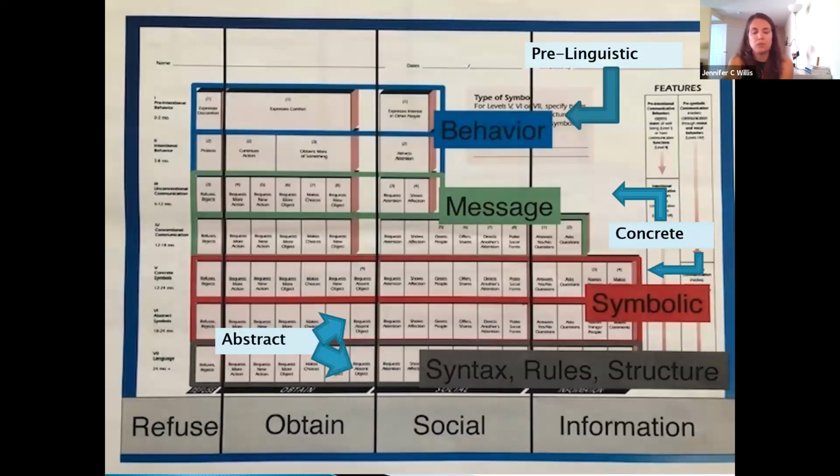That's just a picture of what the communication matrix looks like. It's the grid that you get after you answer the questions, where they plot the answers onto it. We talk about pre-linguistic, which is the behavior, then we get concrete, where they're still presenting a message to you, but in a concrete form. And then we get down into more abstract symbolic language.